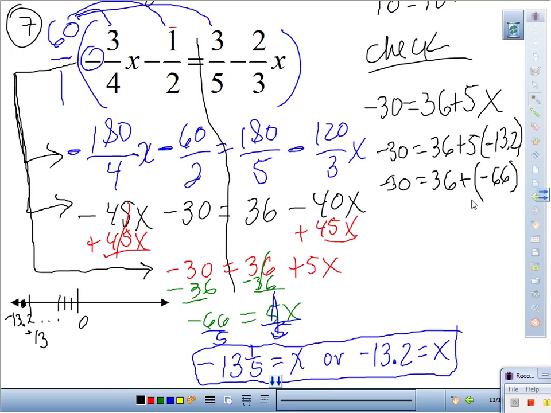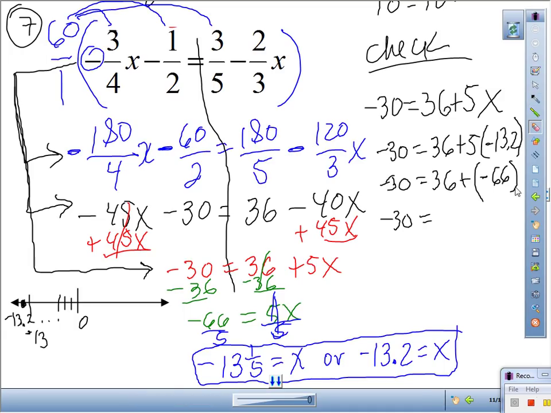Very good, negative 66. That is correct. Negative 30 equals, what is 36 plus negative 66? Negative 30. Did we get equal to negative 30?